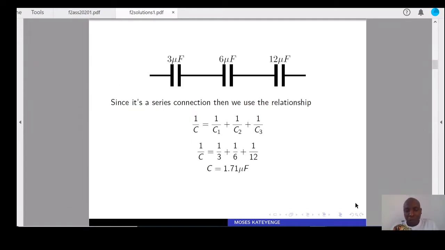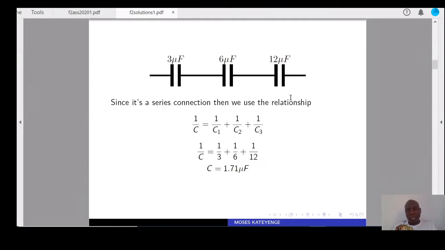So let us first of all look at when the capacitors are connected in series. When they are connected in series, they're going to be in a line, as we can see here. We start with the 3 microfarad capacitor. It's joined in line with the 6 microfarad capacitor, and then lastly, with the 12 microfarad capacitor.